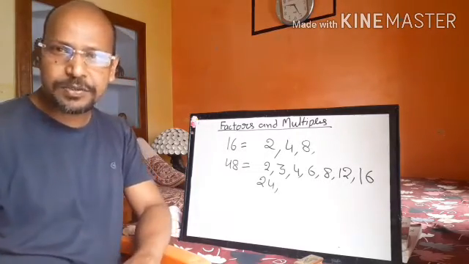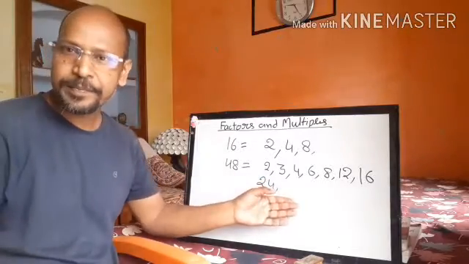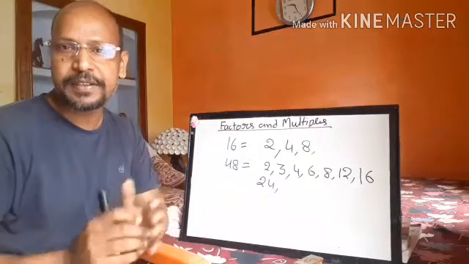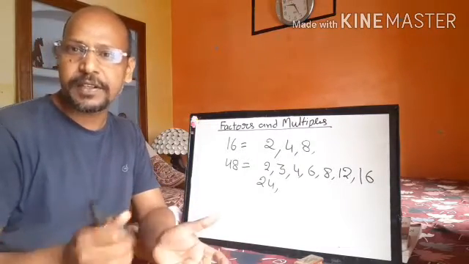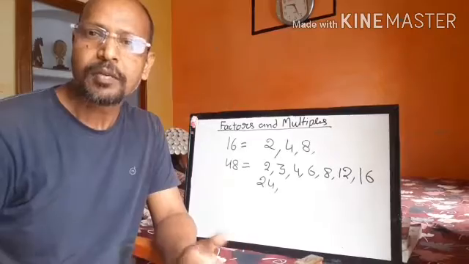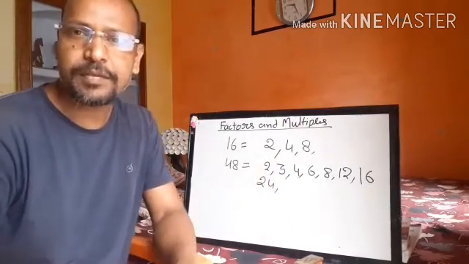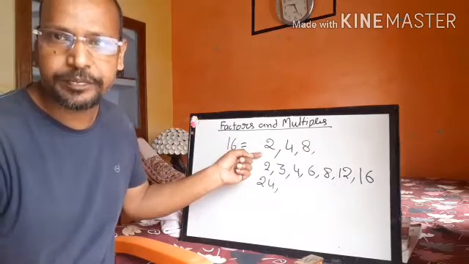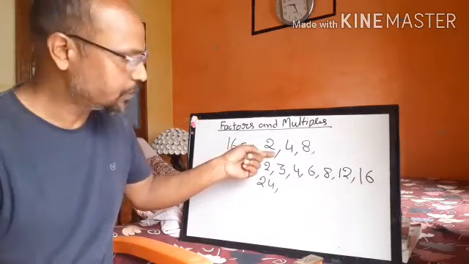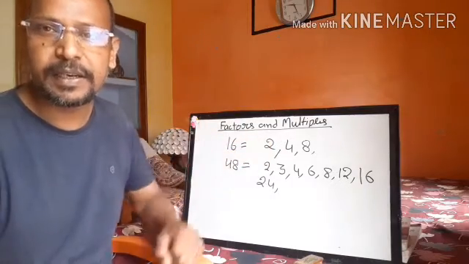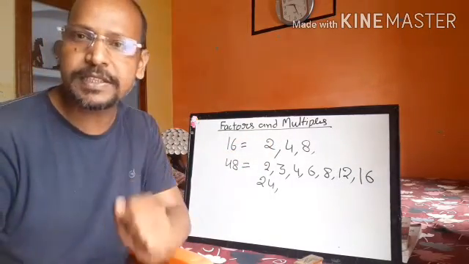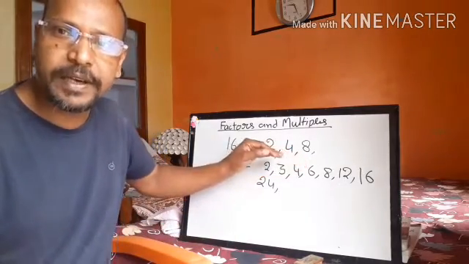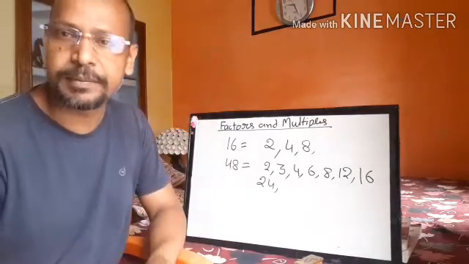So guys, have you understood what multiples are and what factors are? In such a way you can find the factors of other numbers. One thing also, guys, you can observe from these examples: 16 is divisible by 2, 16 is divisible by 4, 16 is divisible by 8 also. So the conclusion is that factors always divide their multiple.